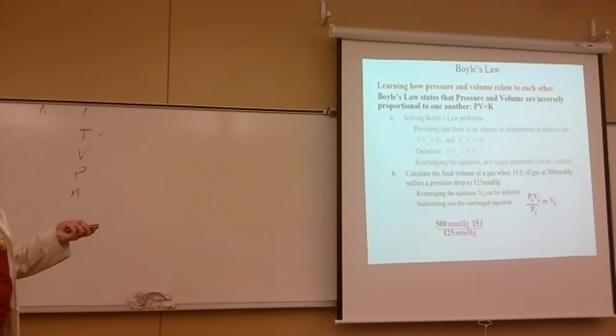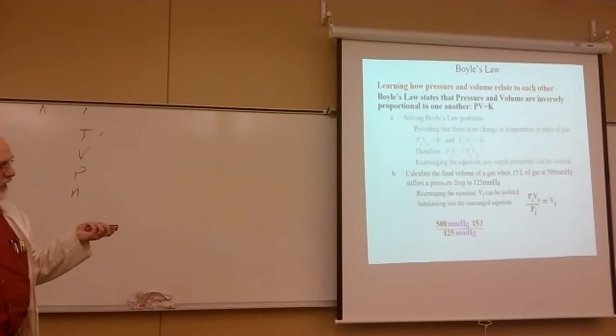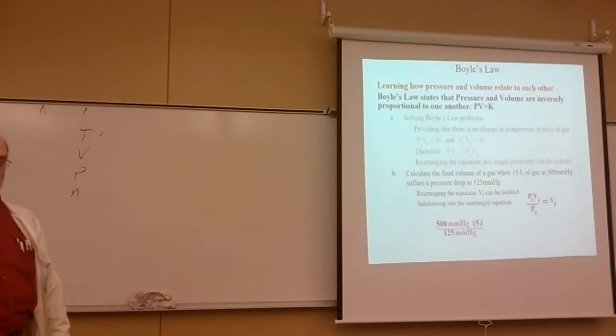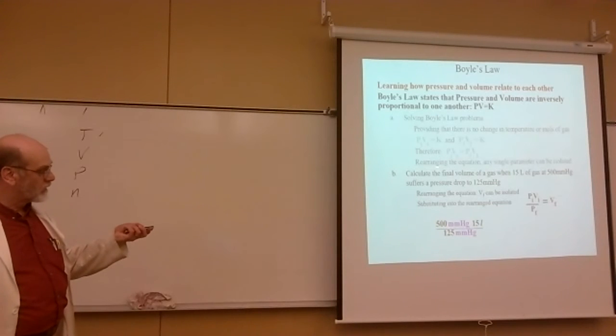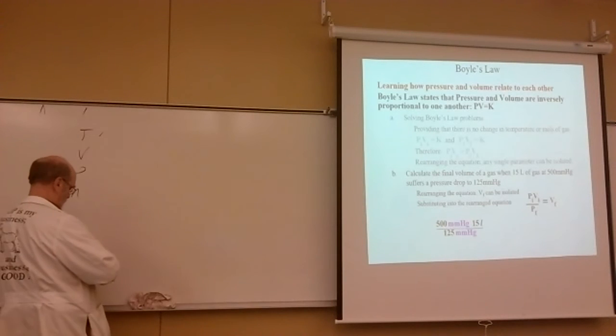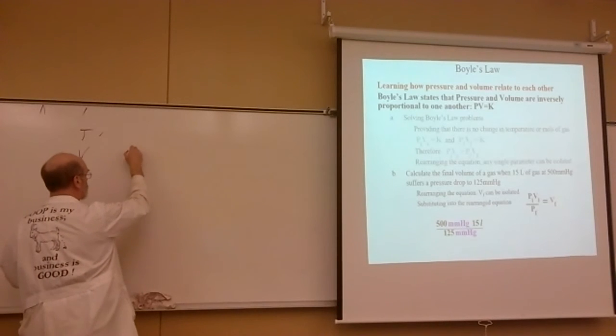So in this case, when you want to know the volume of the gas, when 15 liters of gas at 500 millimeters of mercury, those are initial conditions. Those are V1 and P1. The pressure drops to 125 millimeters of mercury. That's the after. That's the P2 to solve for the V2, right? So sometimes it's a good idea, if you know you're going to be using Boyle's Law, pressure volume, set them up like this.